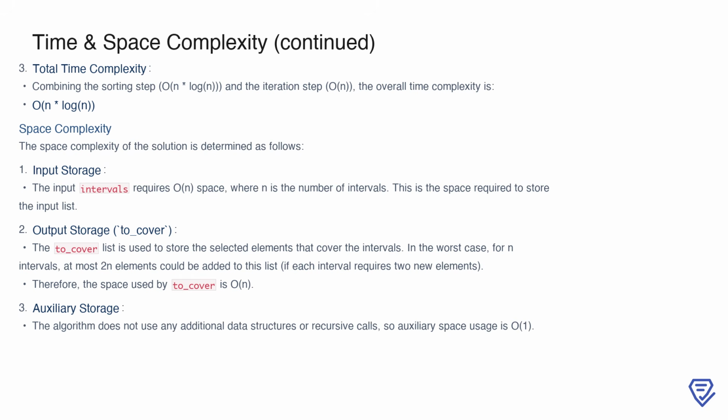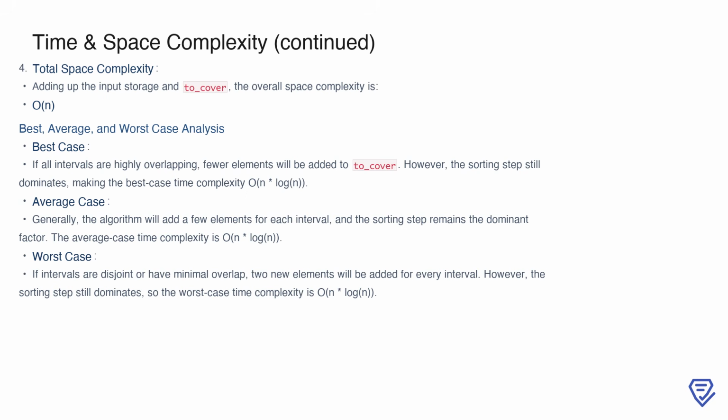space usage O(n). Lastly, the algorithm does not use any extra data structures or recursive calls, so the auxiliary space usage is O(1). Adding these together, the total space complexity is determined by the input storage and to_cover, giving us O(n). The total space complexity therefore simplifies to O(n).